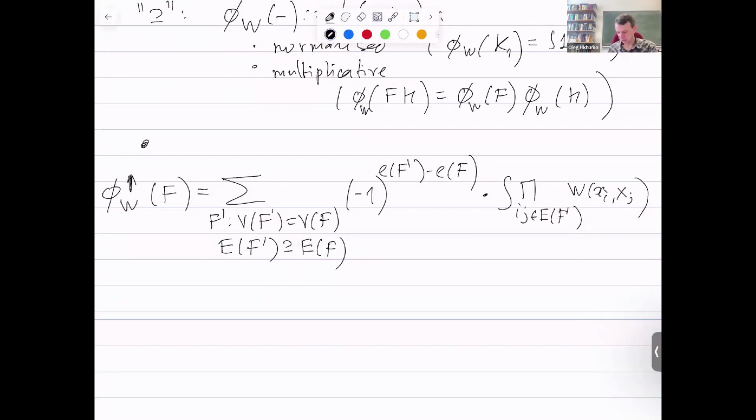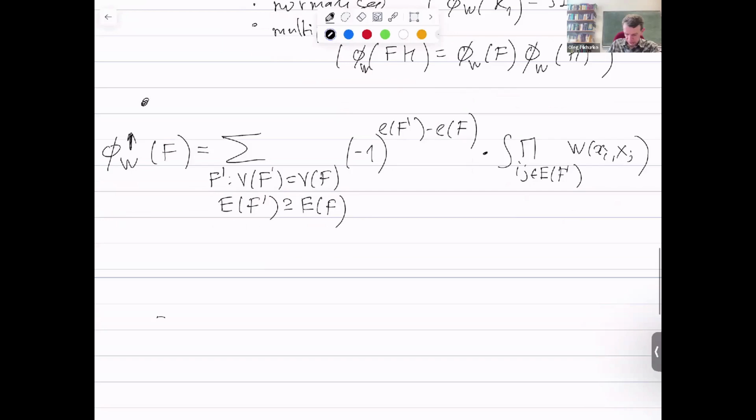How can we reorganize it a bit? Here we have an integral and a finite sum, so clearly we can exchange them. We can integrate over the sum of the terms. Let me write it carefully because I'm going to use this as a definition. So this will be the integral over variables dx1 to dxk, and then here I have products over all ways to add edges to f, but each one is given a plus or minus sign.